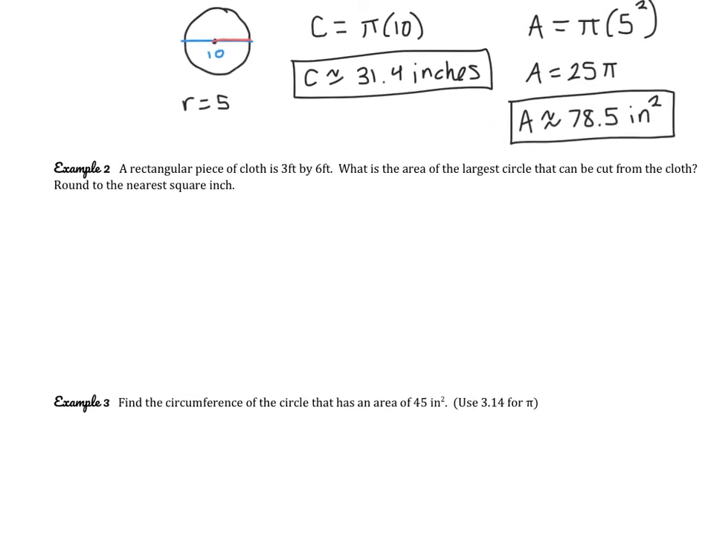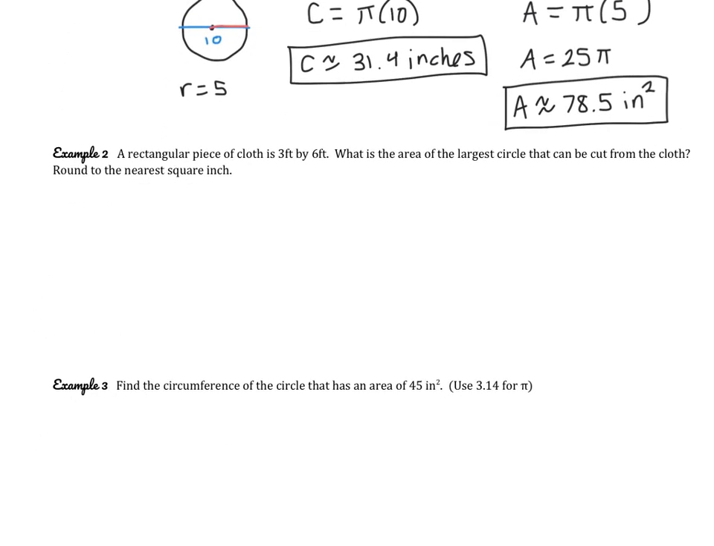Okay, let's look at example 2. Here, a rectangular piece of cloth is 3 feet by 5 feet. Let's draw that out really quick. Essentially it means that one of your side lengths of the rectangle is 3 feet, which means the other side is also 3, and then 5 and 5. What is the area of the largest circle that can be cut from the cloth? Round to the nearest square inch.